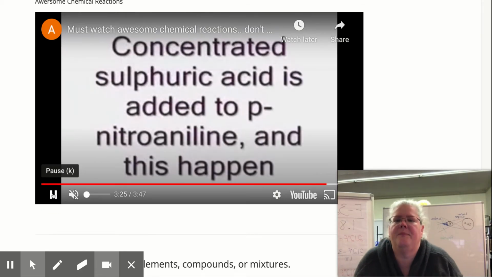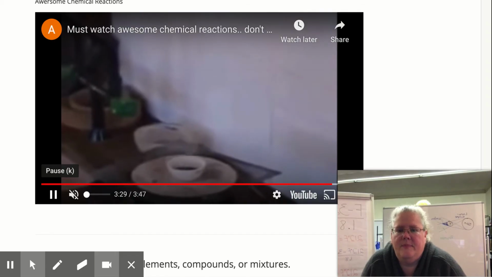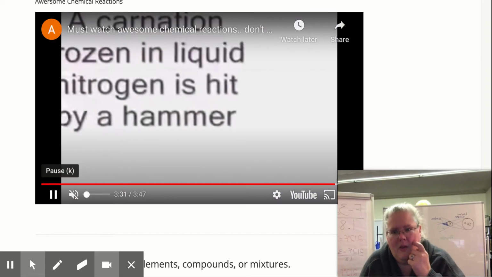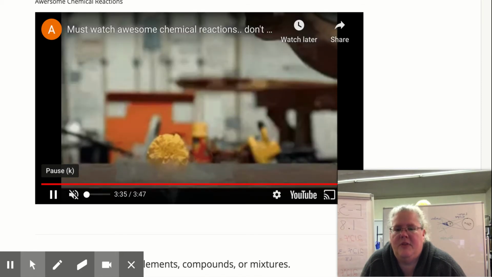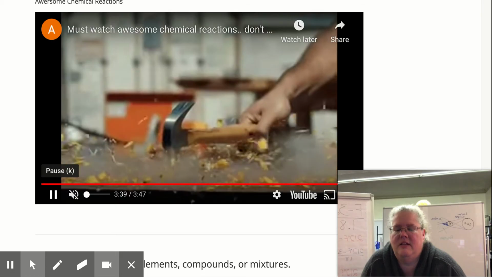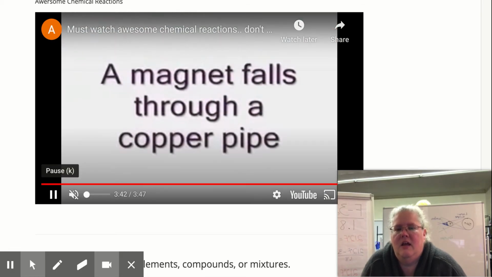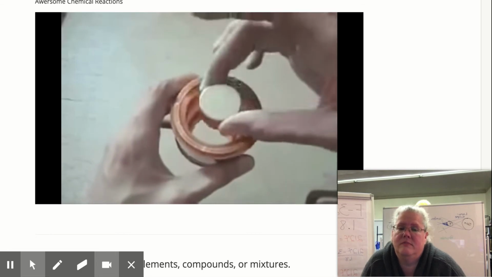Okay, we're back. Sulfuric acid and, okay. Carnation frozen in liquid nitrogen, hit with a hammer. It's going to shatter because that is one solid. This is cool.